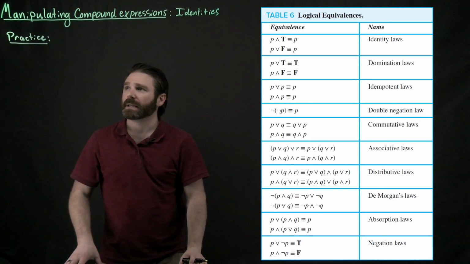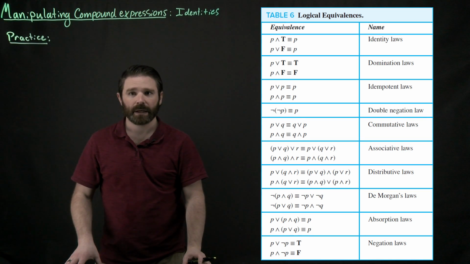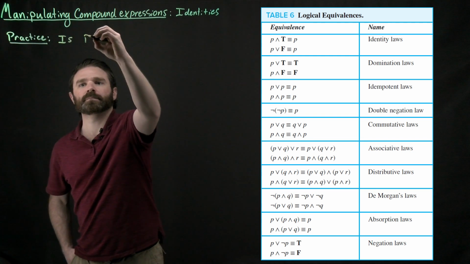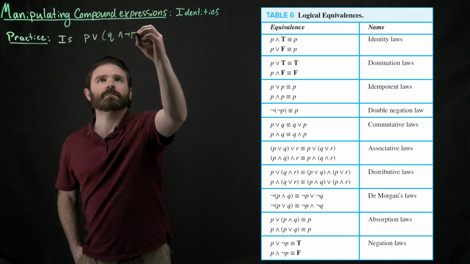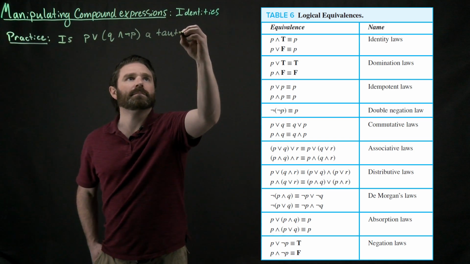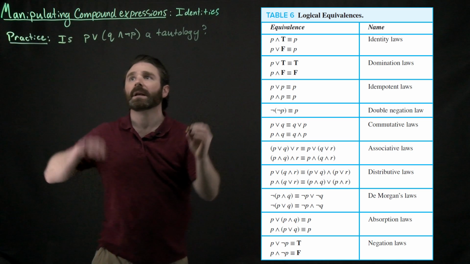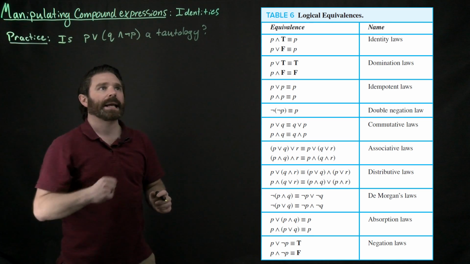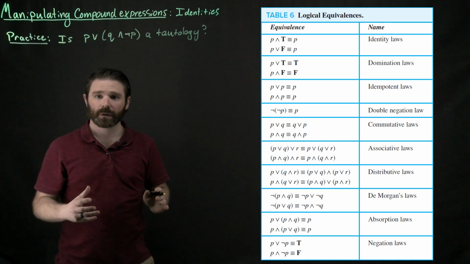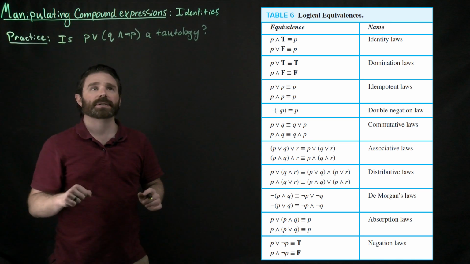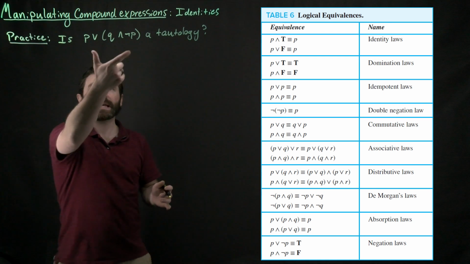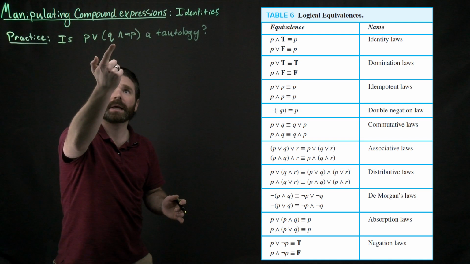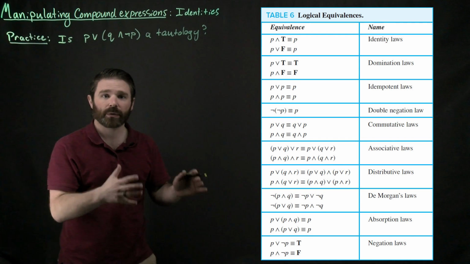So for more practice, instead of just simplifying an identity, we can also answer questions like, is P or Q and not P a tautology or not? This question is asking us to figure out if this thing is true no matter what the truth values of P and Q are. And we could do that with a truth table.